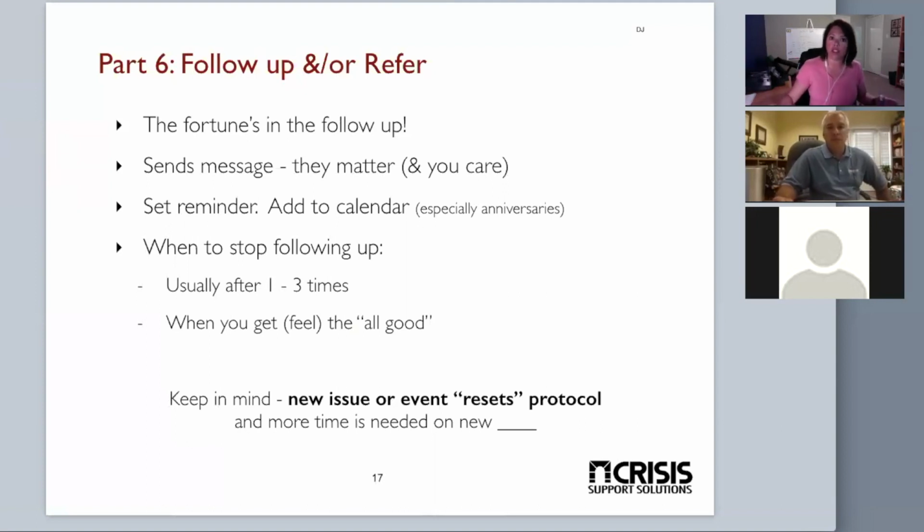Again, part 1 is showing up. Part 6 also is continuing to show up by following up. Set a reminder or add it to your calendar, especially if it's a private calendar. Again, we don't want any confidential information escaping and getting to people who don't need to see it, but set a calendar for anniversaries. I've gotten into the habit of doing that.